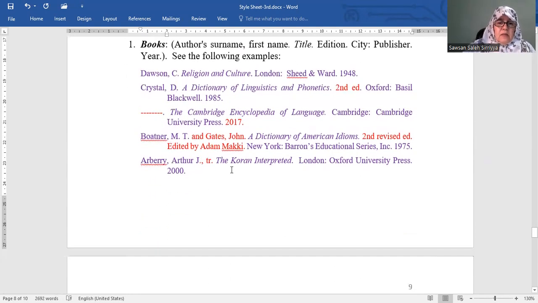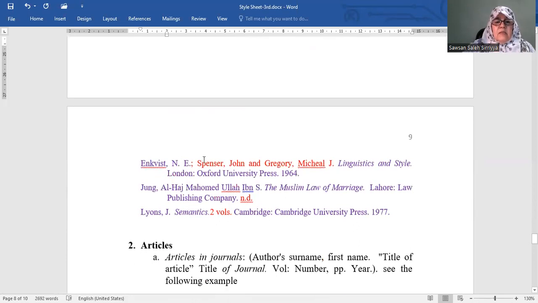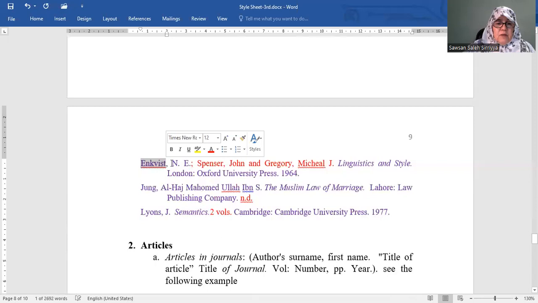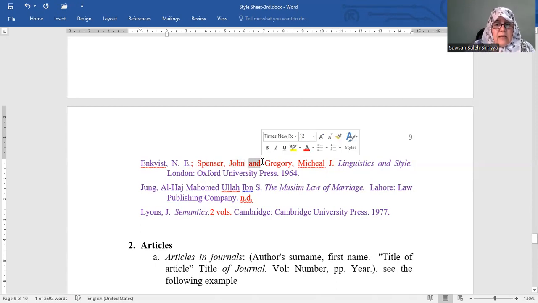Like here, a translator or editor. These are three authors. Notice, I write the family name of the first, then the first name, then I use a colon. You see this is a colon? Then the first name, sorry, the family name, and this is the first name. As for the third author, I say "and" then the family name, and this is the first name. This is the book, this is the city, and this is the publisher and the year.